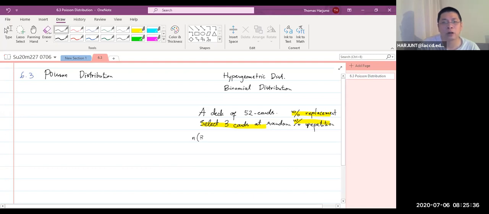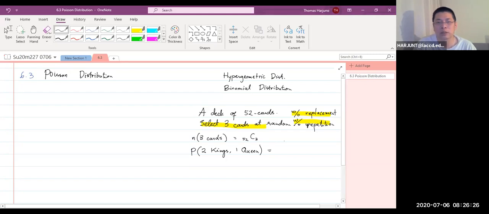Now, select 3 cards, then the number of ways to select 3 cards will be 52 choose 3. Now let's say find the probability of 2 kings and 1 queen. Notice that I don't tell you the order. Either 2 kings first and then queen, or queen first and then 2 kings, or the queen is in the middle. Regardless of the order. The event that I told you, 2 kings, 1 queen, did not imply any ordering. You just get 2 kings and 1 queen.